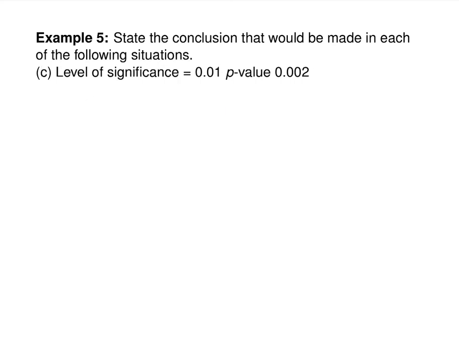And this one, what if I lowered my level of significance to 0.01 and I had a p-value of 0.002? Is 0.002, my p-value, less than my alpha, which is 0.01? Yes. Once again, you can reject H0 and accept HA.